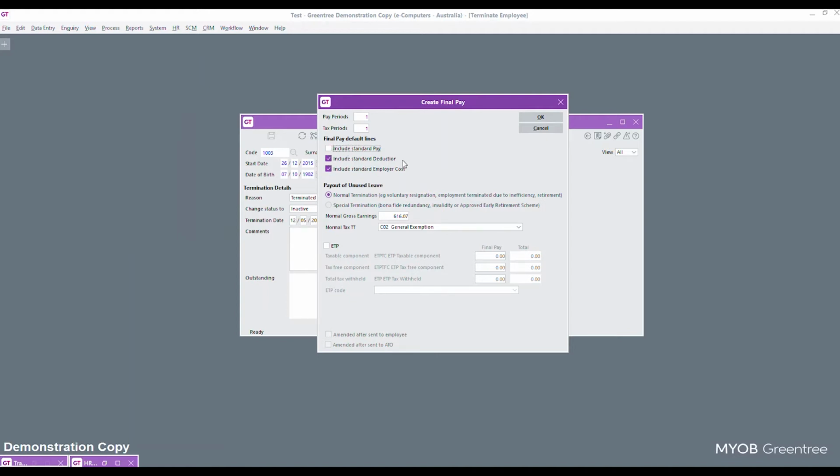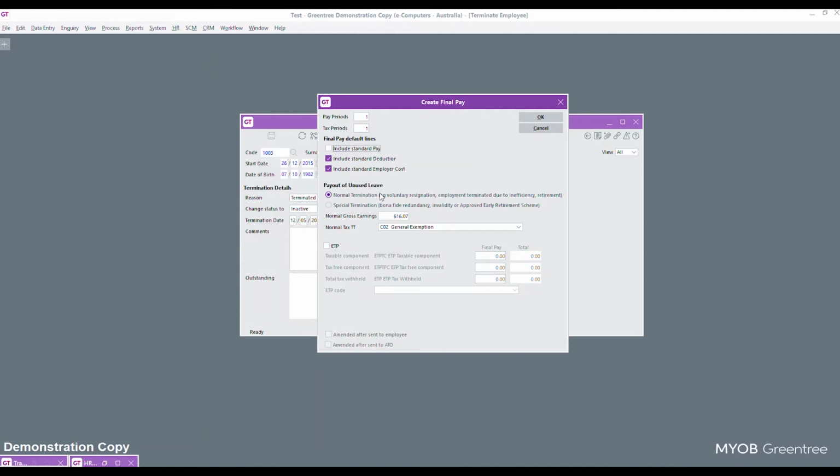Then include the standard deductions. I usually leave them on so you can make a decision, and I delete if I don't want them in there. Include standard employer costs. Again, I leave them on because superannuation is usually due on some part of the termination, and also some companies have payroll tax, etc. that I've got to calculate, and so I leave them there and take out whatever I don't need when I'm completing the pay.